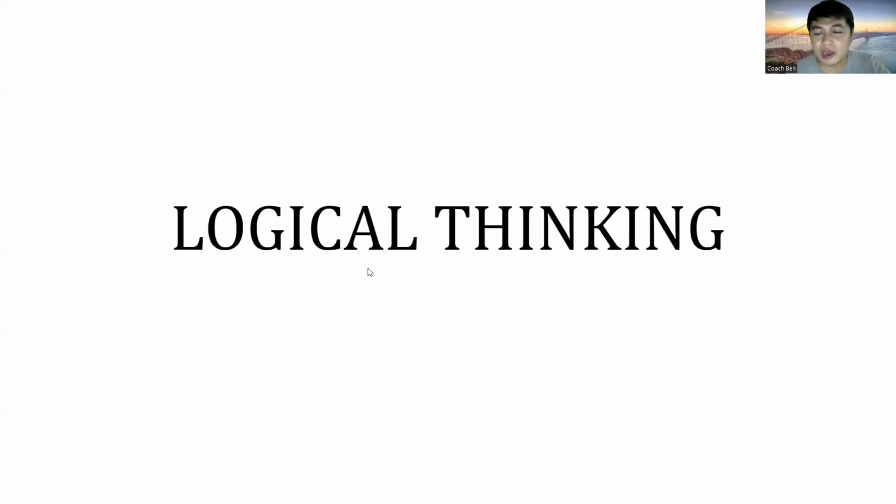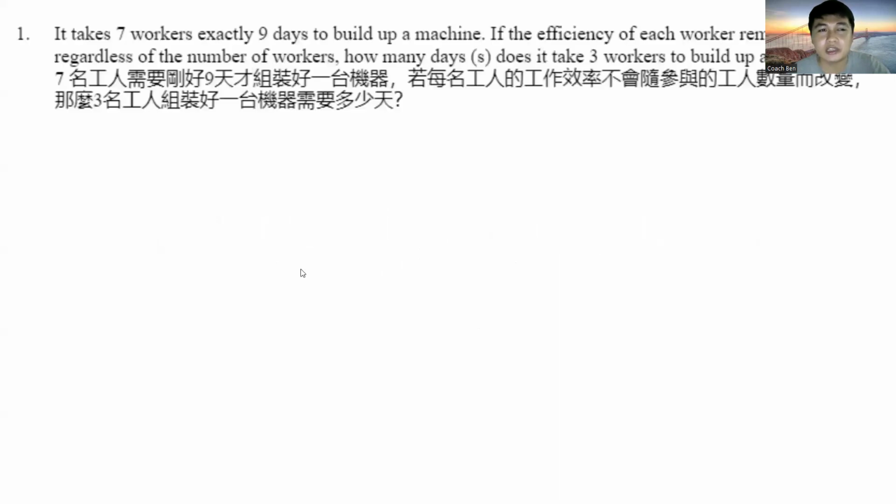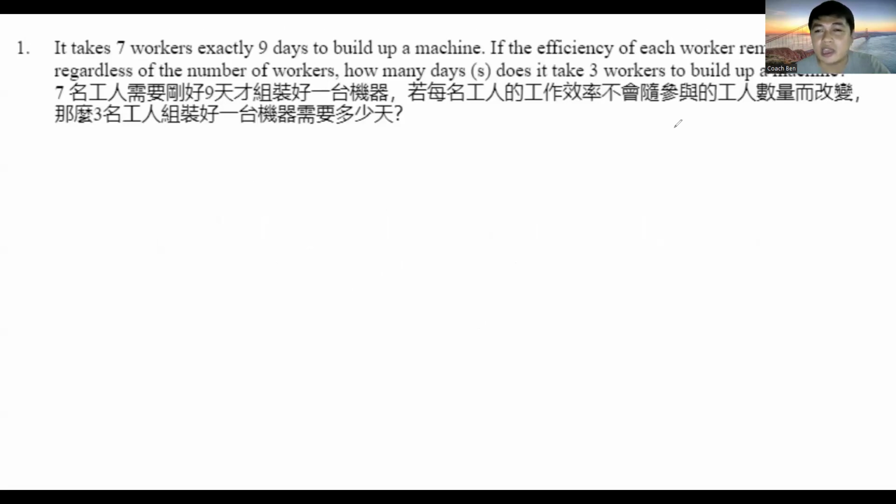So for Timo, we have 5 categories. The first one is logical thinking. So first, it takes 7 workers exactly 9 days to build up a machine. If the efficiency of each worker remains the same regardless of the number of workers, how many days does it take 3 workers to build up a machine?